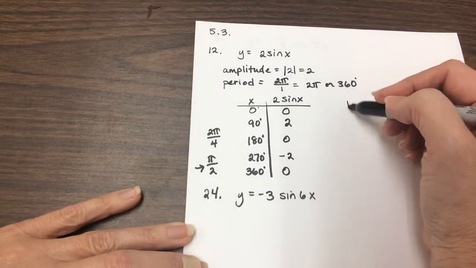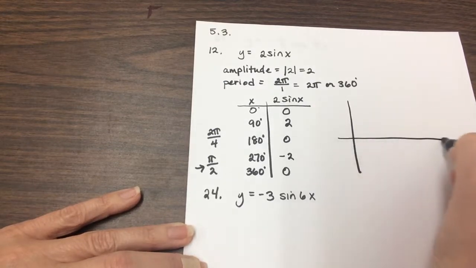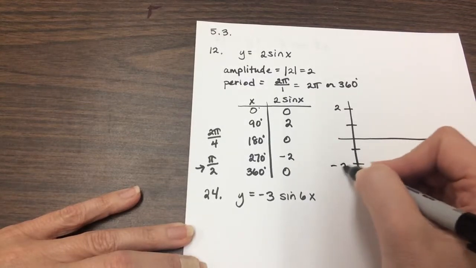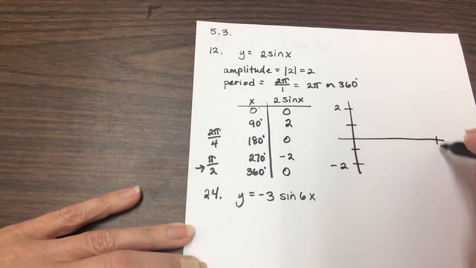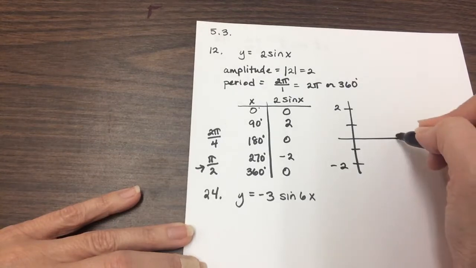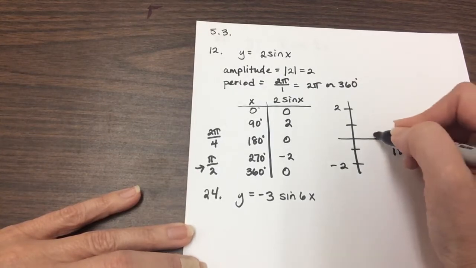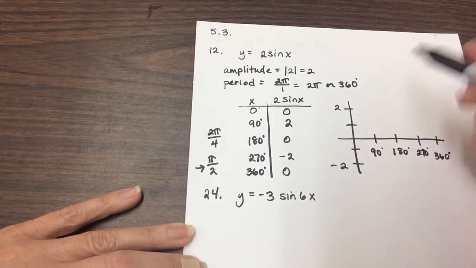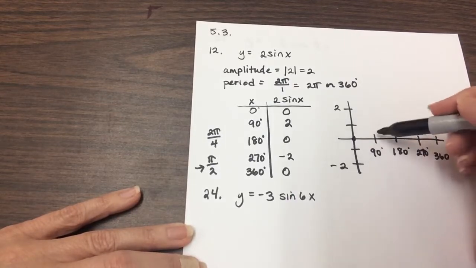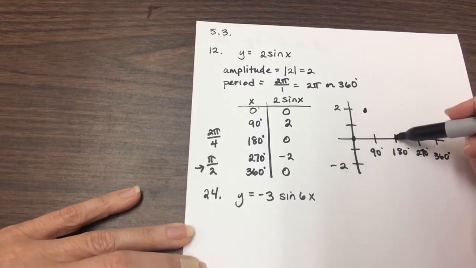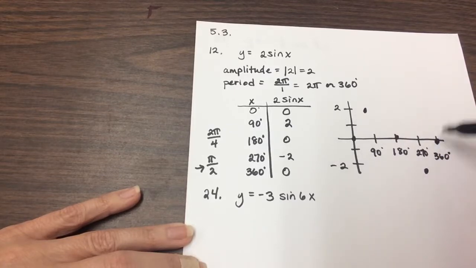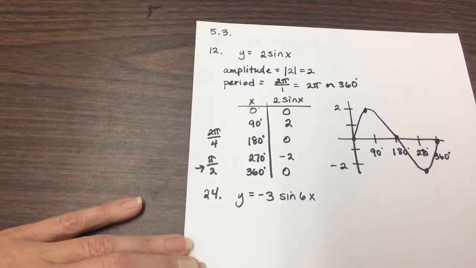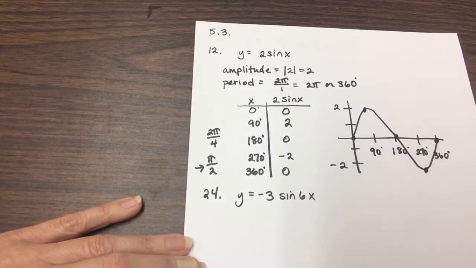Alright, so plotting this, like I said, I'm doing one cycle. So I'm going up to 2, down to -2, and I'm going from 0 to 360 degrees. So I start at 0, 0, I go up to 2, back to 0, down to -2, back to 0. And so that graph looks like that. Okay, let's do another one.